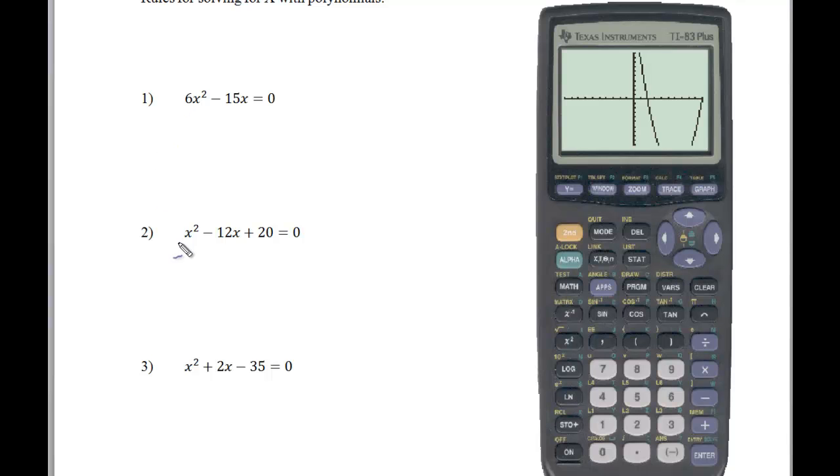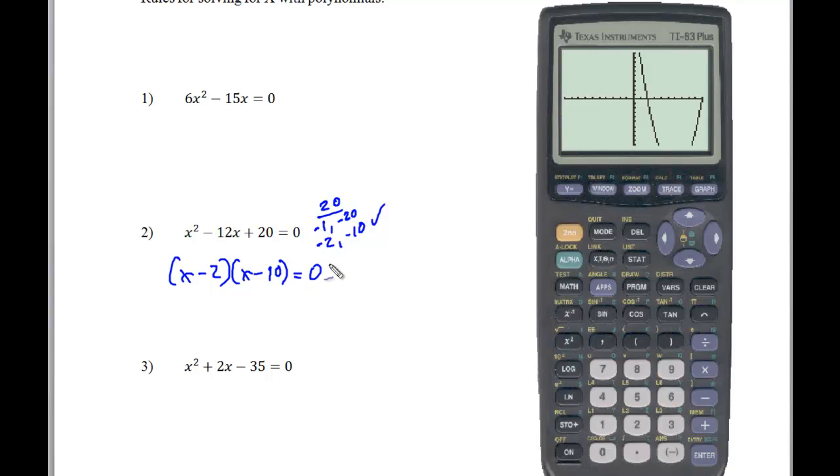The first thing I'm going to do here is think about this as a trinomial, and this is an easy trinomial, so I should think of all the factors that make 20. And my goal is to try to get a negative 12 here, so I'm going to try negative 1 and negative 20. That doesn't make a negative 12. Negative 2 and negative 10. All right, well, there's my match. So this gives me x minus 2, x minus 10 equals 0.